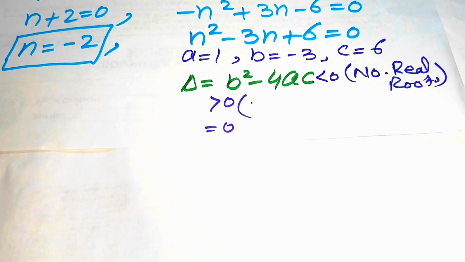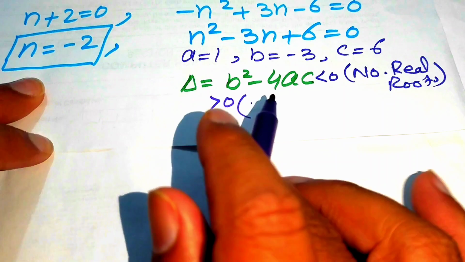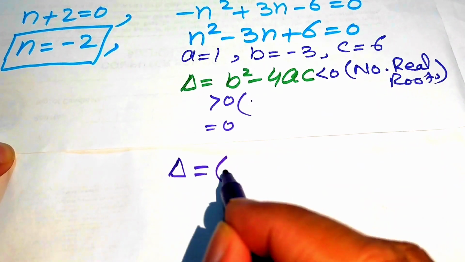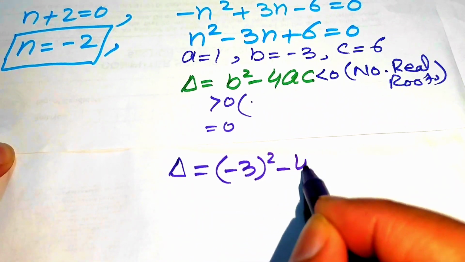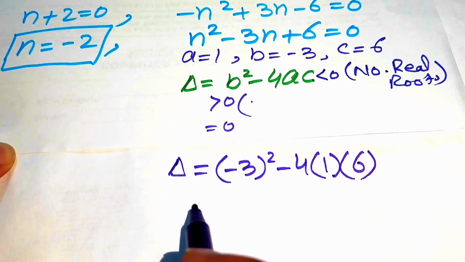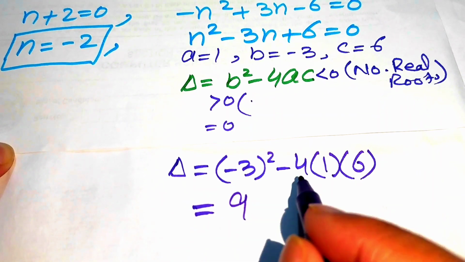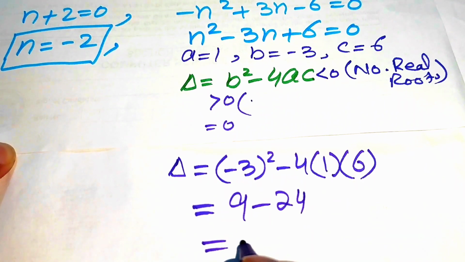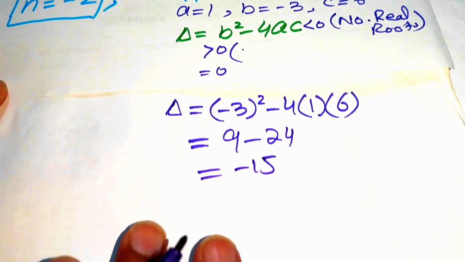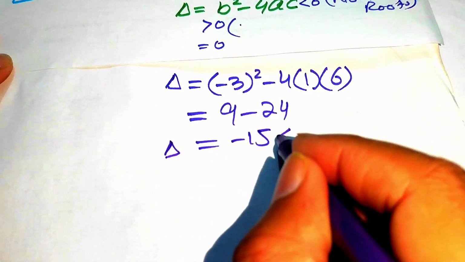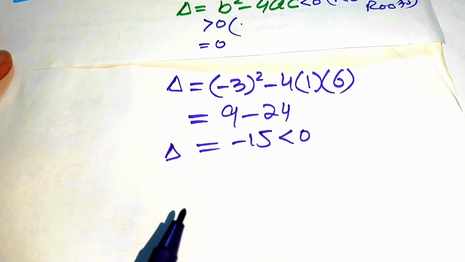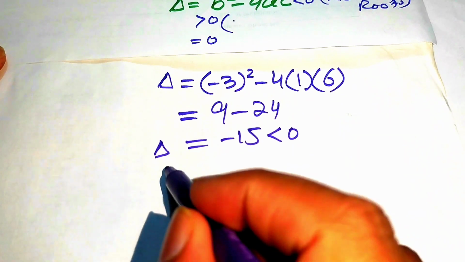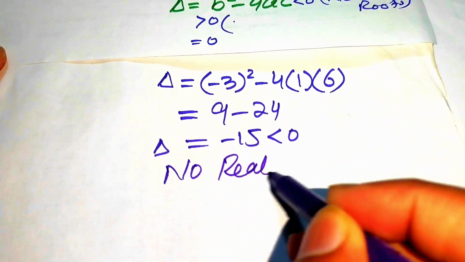Now we check the behavior of this equation by putting the values of a, b and c into the discriminant formula, and we get delta equals b squared, so minus 3 squared, minus 4 times a, which is 1, times c, which is 6. Minus 3 squared is 9, and 4 times 6 is 24. So 9 minus 24 equals minus 15. This shows that our delta is less than 0, and if delta is less than 0, it means that this quadratic equation has no real root.